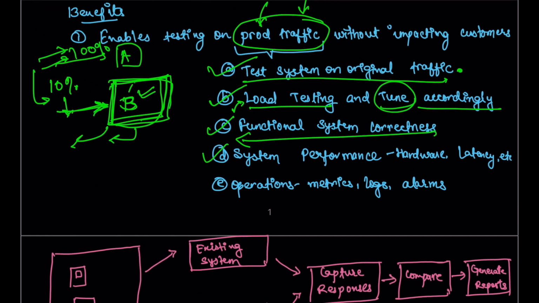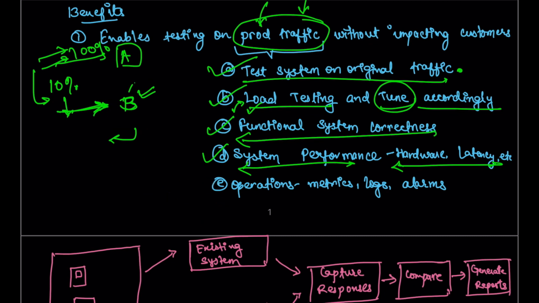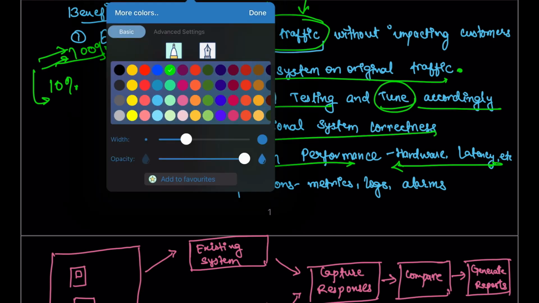D is system performance, hardware latency. Like we discussed with load testing, we can also see the complete system performance. They are kind of related, where you are checking all the hardware-related issues. If the API is taking more than the required time, let's say our latency is 10 milliseconds, and if the API latency is greater than 300 milliseconds, now there is some issue. Can we figure that out? Can we fix that issue?